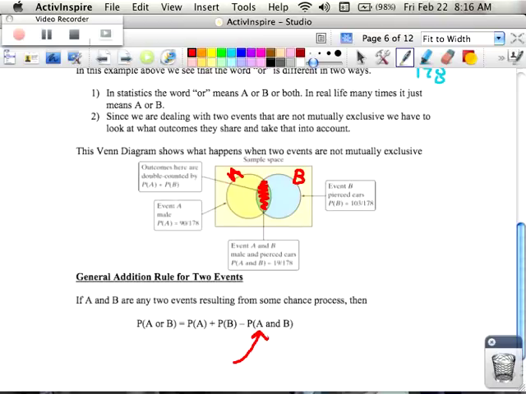Okay. So down below, this is the rule. If two events are not mutually exclusive and you use the word "or," the probability of A or B occurring, you add the two probabilities, but then you have to subtract out their overlap, otherwise you've counted it twice. And that's what this formula down at the bottom is saying.